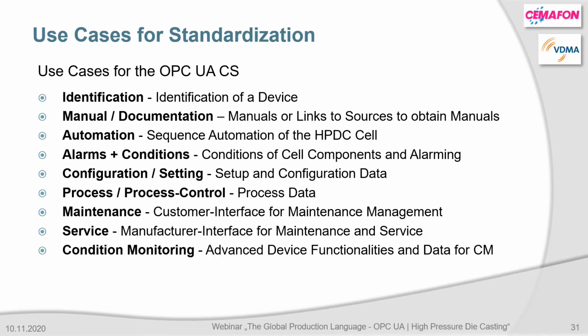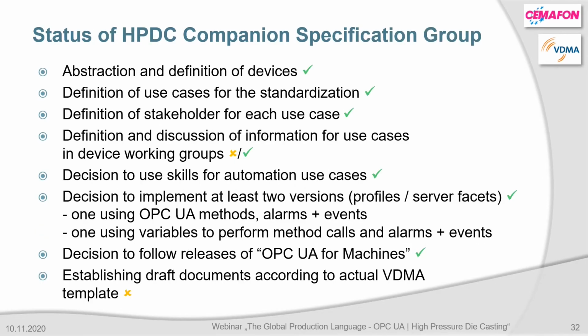These are the use cases that we want to address, which I showed you before. Now, the last slides, maybe two, one towards the status of our companion specification. We identified our stakeholders, the users, and we are discussing right now which information we want to transport. Some information is already ready and discussed, some other needs more discussion. We have a lot of use cases already defined for automation. We are now at the state that we start to write the documents, drafting them to the actual VDMA template, and then start working on the realization.